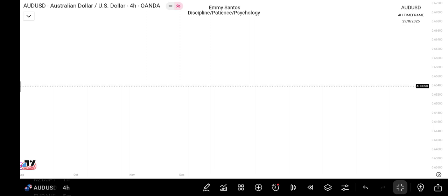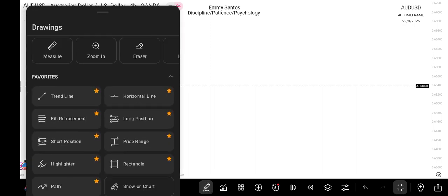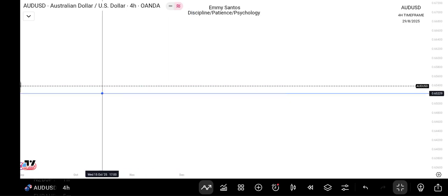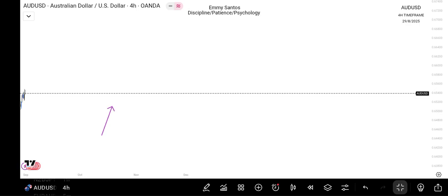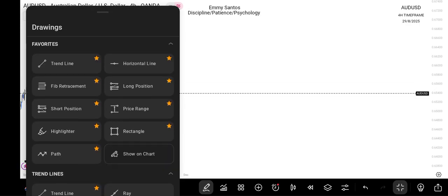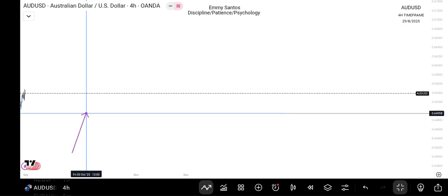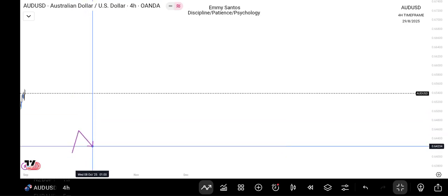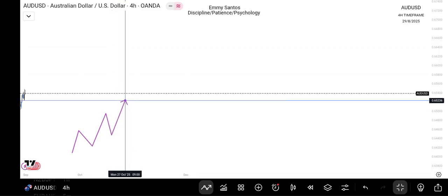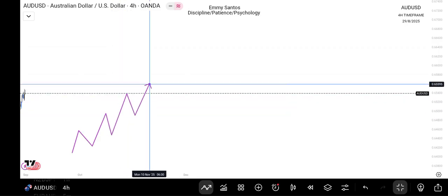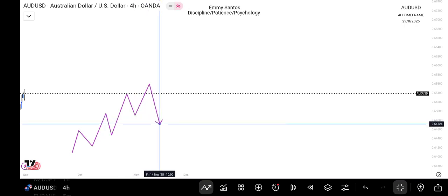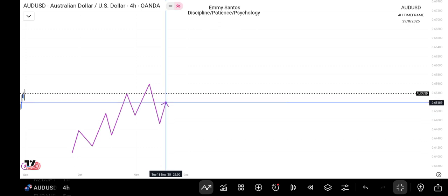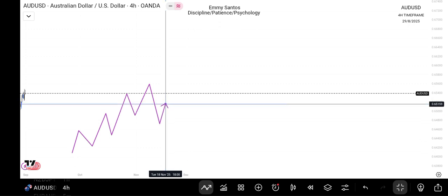Let me draw it on the sketch. Just like you're having a series of higher high, higher low, higher high, higher low, higher high. Then price came back, broke this previous low here, then came here and formed this initial high there.